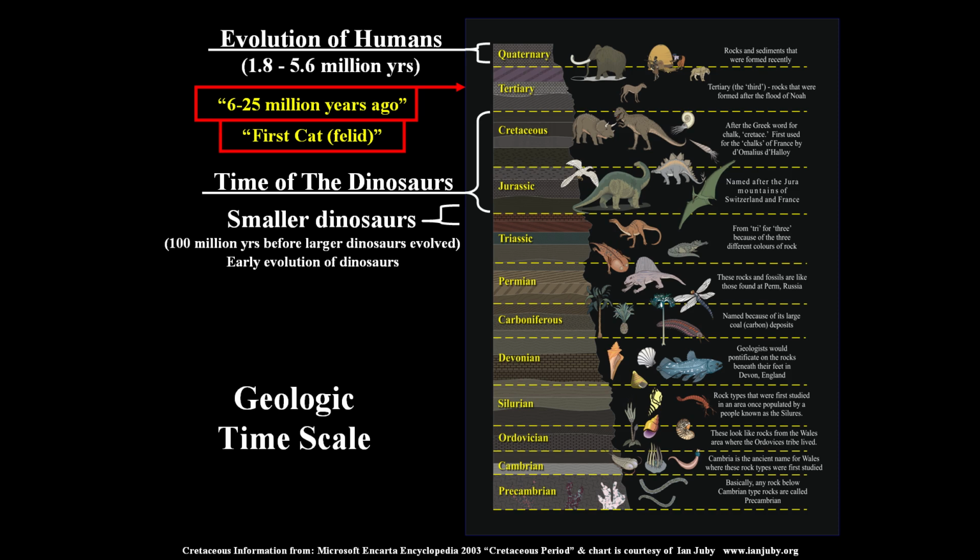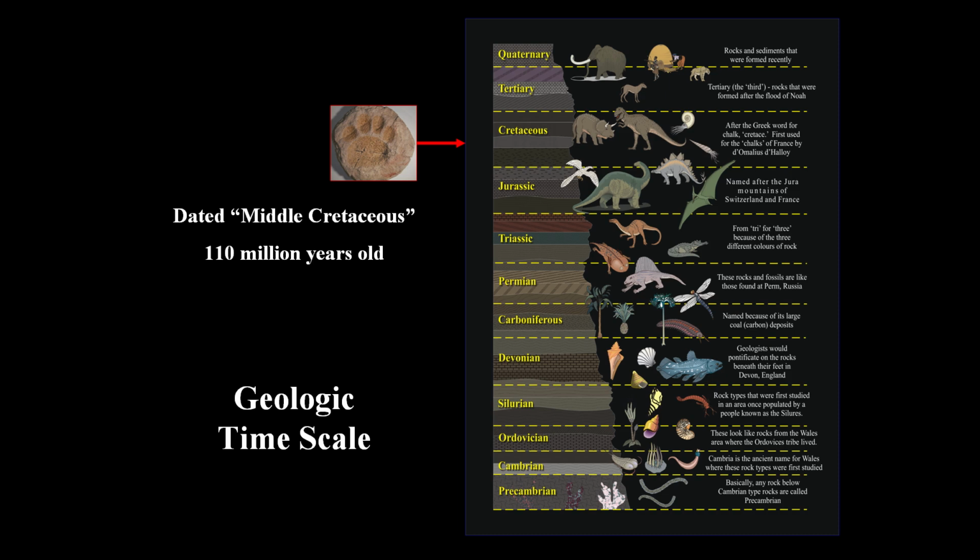And so now, what is interesting about the cat track that I just showed you is that it was found in stone that was believed to be 110 million years ago, which would have been dated at the Middle Cretaceous period. Now, cats weren't supposed to be around at that time, so that layer of stone shouldn't have had cat prints.